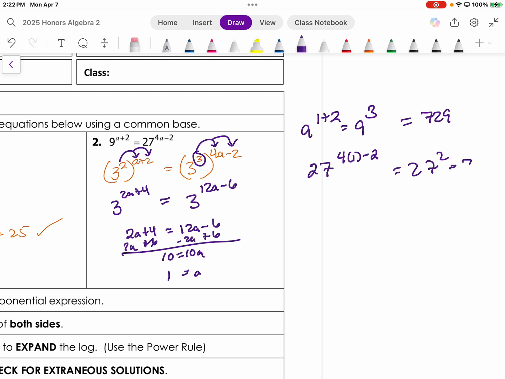All right. I'll give you a chance to make sure you catch up on your writing on that one. Now, sometimes we're not that lucky and we can't rewrite both bases with a common base to a power. So then we use logarithms to help us figure it out.